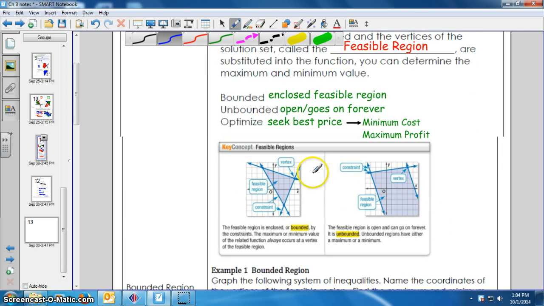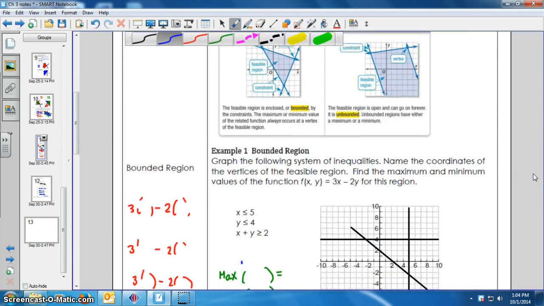So bounded and unbounded. What bounded means is it's an enclosed feasible region, and that's here on the left. So it's enclosed. Unbounded is this picture over here on the right where it's open, or it goes on forever, kind of in this below region down here. So to optimize, which is what we're going to do, we're going to seek the best price, meaning we want the minimum cost and we want the maximum profit. So we're going to find those through this method below.